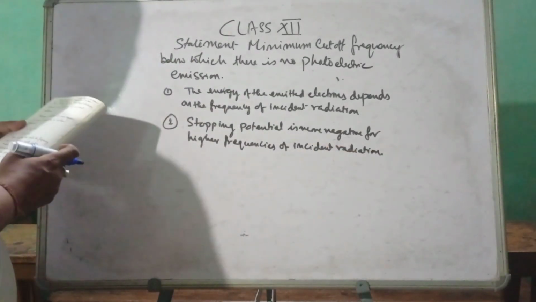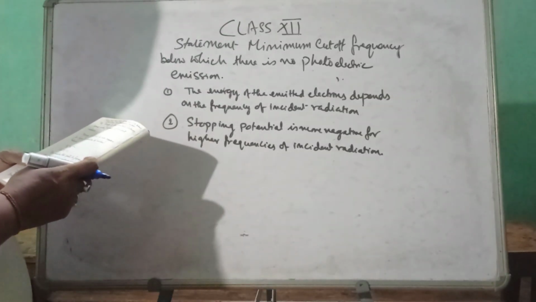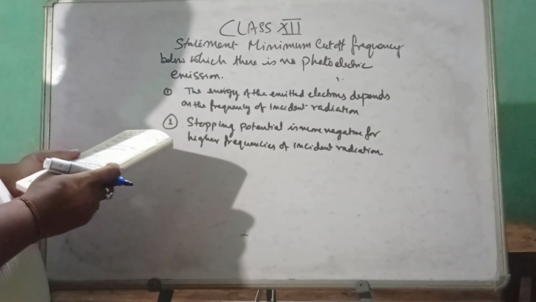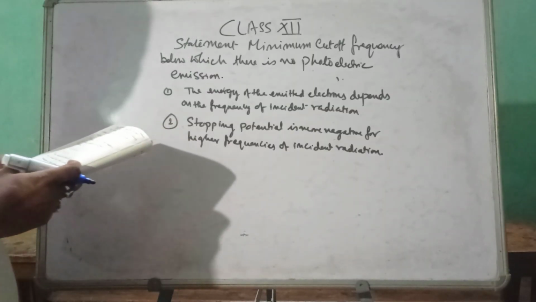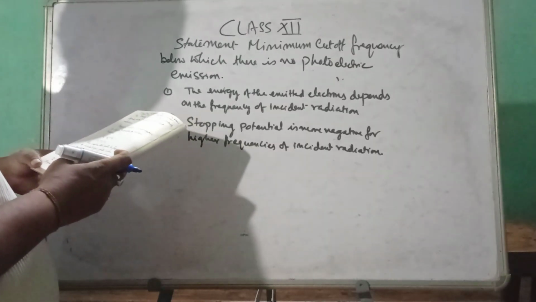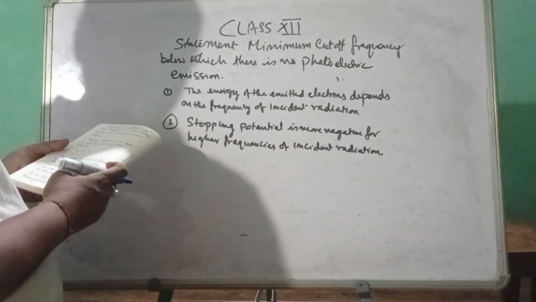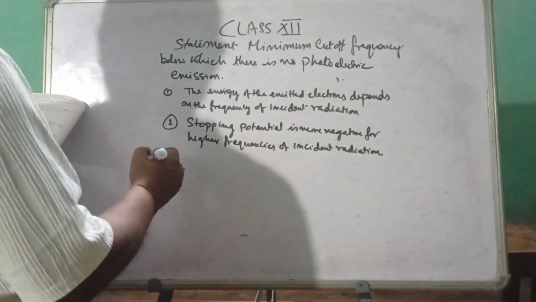And the third, it implies that greater the frequency of incident light, greater is the maximum kinetic energy of the photoelectrons. We need greater retarding potential to stop them completely. This last line is very, very important.